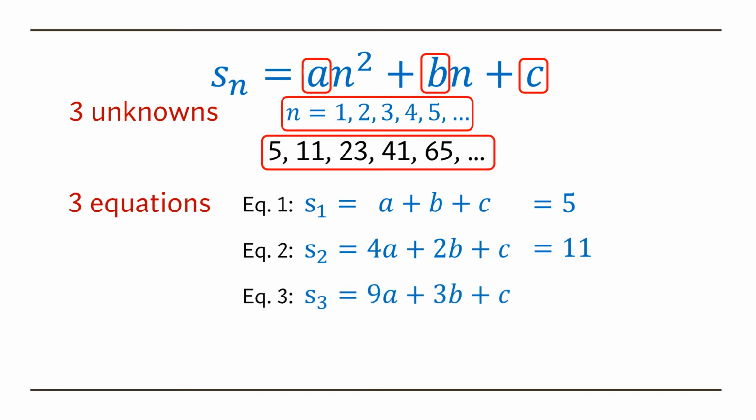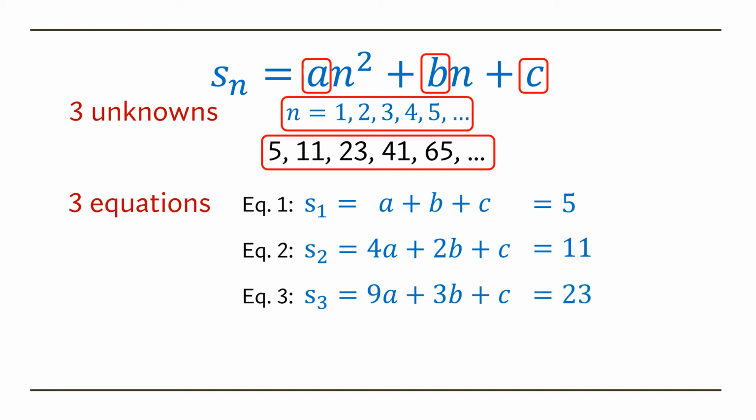And now the third equation, n is equal to 3. 3 squared is 9. That's where we get the 9 from. b times 3 is 3b. Plus c, we haven't changed. And what is that going to be set equal to? Take a look at that and see if you can figure it out. I'll give you a second.